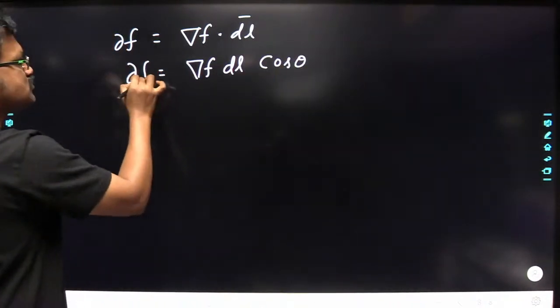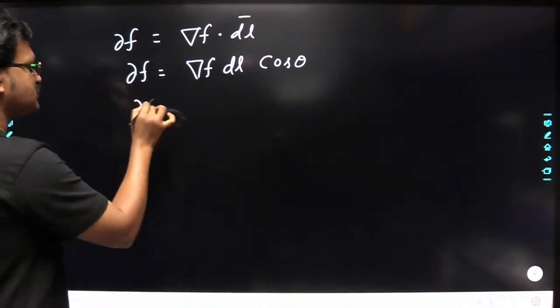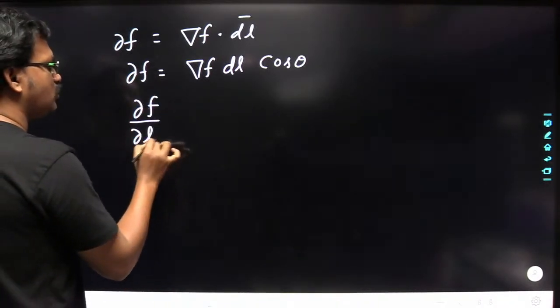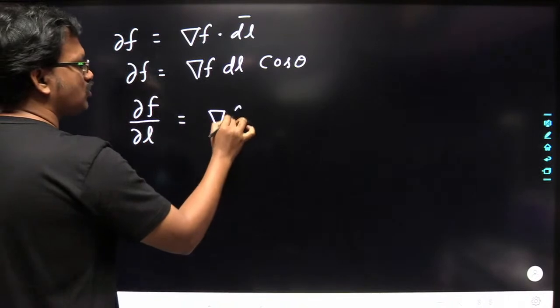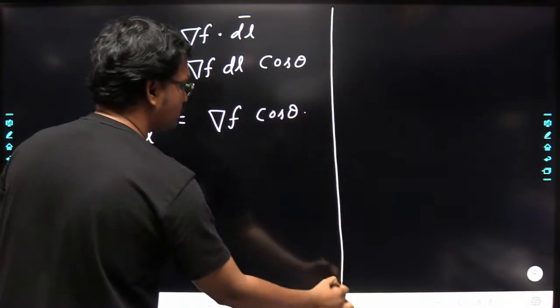So ∂f is equal to gradient of f into dl into cos θ. Now I can represent this as ∂f/∂l. ∂f/∂l is equal to what? Is equal to gradient of f into cos θ.